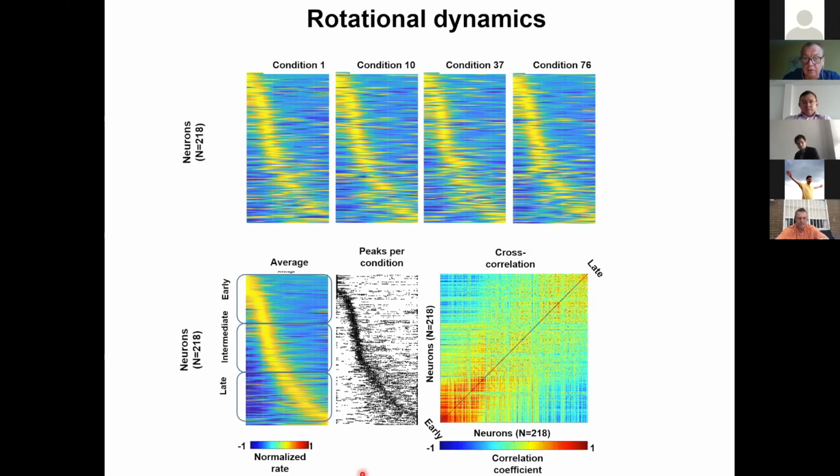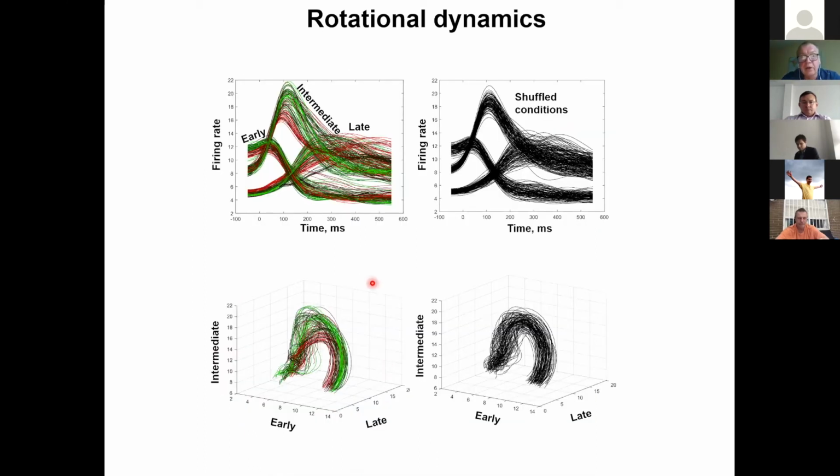So since this wave was present, I played with the data a little bit. I split the population into early activated cells, intermediate activated cells, and late activated cells. And then I just plotted the average activity of these three populations, early, intermediate, late, for different conditions. Very clearly, for all conditions, early cells were early, intermediate cells were intermediate, and late were late.